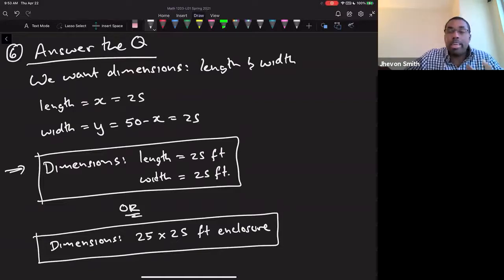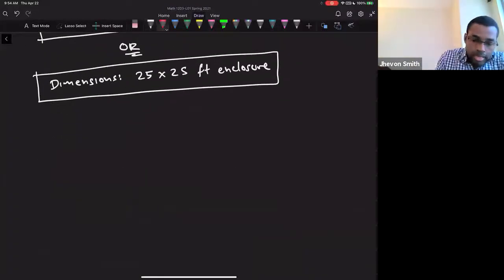But they didn't ask me that. They asked me the dimensions. So I have to tell them the length is 25, the width is 25. You have to answer the question. So that's it. Try these for next time.